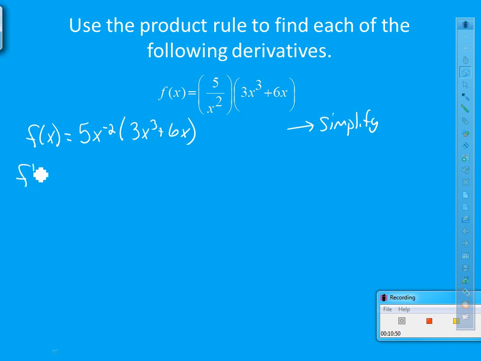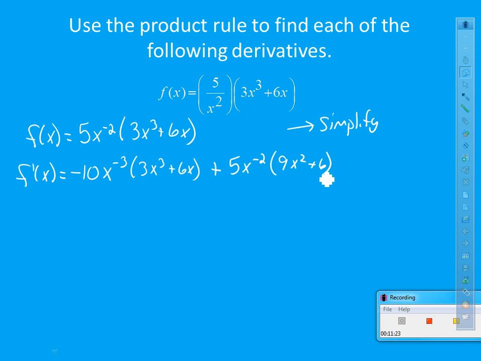So here goes the derivative of this using the product rule. I'll go the derivative of the first. So bring down that negative 2 times the 5. So I'm going to have negative 10, x to the subtract 1, and get negative third. So there's the derivative of the first times the second, which is 3x cubed plus 6x, plus the first, which is 5x to the negative second, times the derivative of the second, which is 9x squared plus 6. Okay. The calculus part's all done.